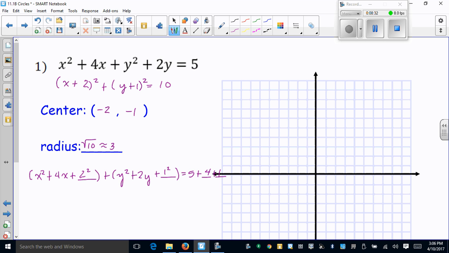So now we're ready to graph. But this is stuff you guys have already been doing. You should be going, oh yeah, cool, I got this. -2, -1, and a radius of just a little more than 3. 1, 2, 3, and a little bit more, in each direction. And then I draw out my circle.